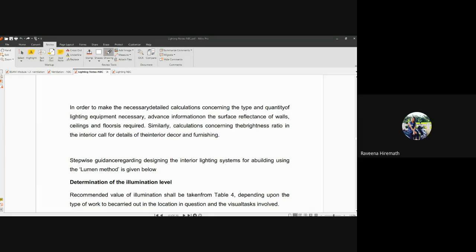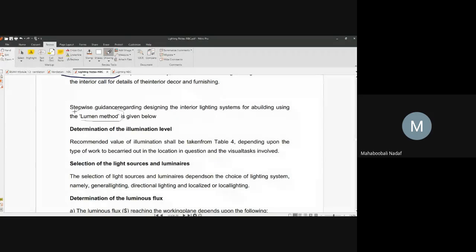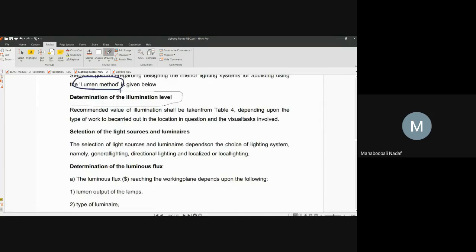Good morning, sir. Okay. We just had a discussion on the lumen method of designing the artificial lighting. So three things: type, quantity of the luminary bodies, and surface reflectance, meaning the quality of ceiling and floors. These things we need to keep in mind. Now for the lumen method, the step by step theory question may be asked: write the design steps for the lumen method. Determination of illumination level is taken from table number 4. I will go through table number 4 once we complete this portion.